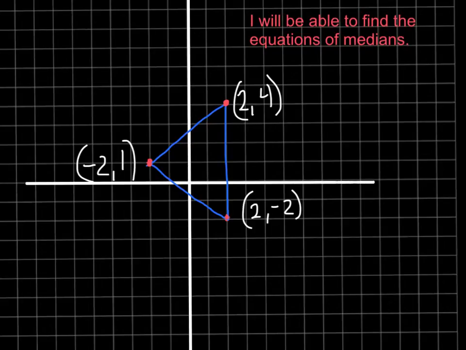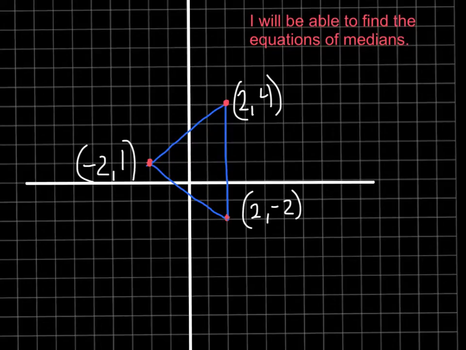Hello, so if we're going to find the medians, or the equation of medians, we're going to quickly review what a median is. It's a segment that extends from a vertex to the midpoint of the opposing side. So we'd find the midpoint of this side and connect a segment from that to the opposing vertex. So there are 3 in every triangle.